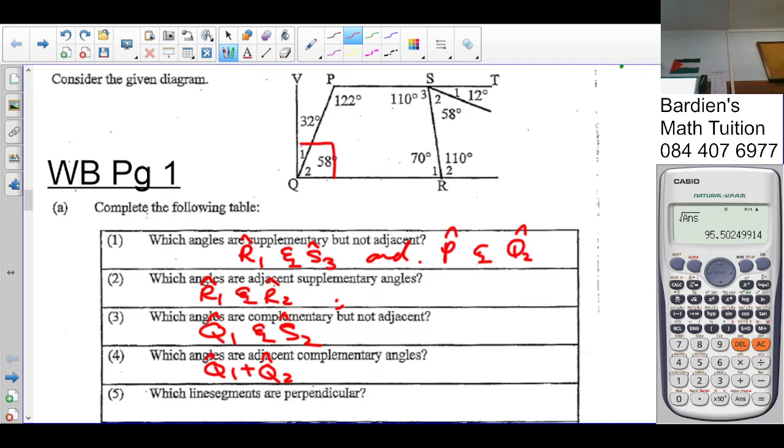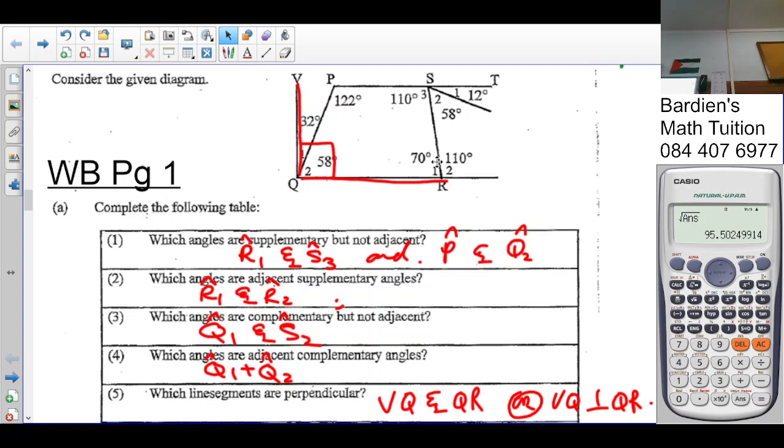Where's the 90 there? So VQ and QN. The line VQ is perpendicular to QN. Another way we could have represented this was, you could have said VQ, and you see that symbol means perpendicular. I'm sure you guys have seen this before, no? That means perpendicular. So VQ is perpendicular to QN, which means to say they are 90 degrees. Okay.